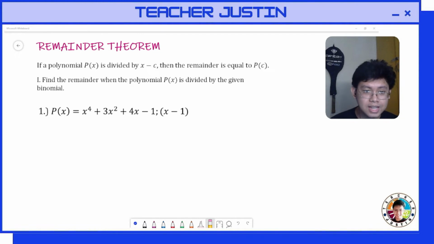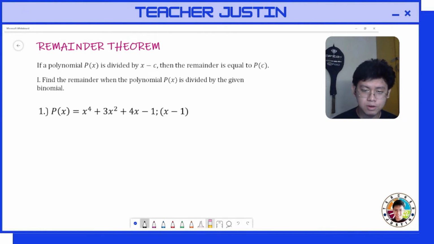Now, let's have an example. Let's find the remainder when the polynomial x raised to 4 plus 3x squared plus 4x minus 1 is divided by the binomial x minus 1. So, let me show you how to get the remainder of a polynomial divided by a binomial without using long division or synthetic division. We're just going to apply the remainder theorem.